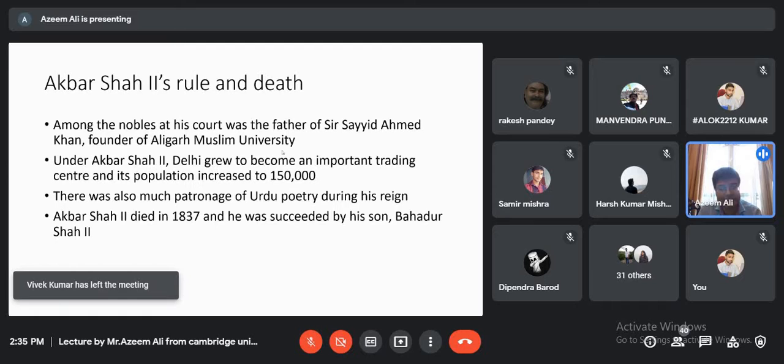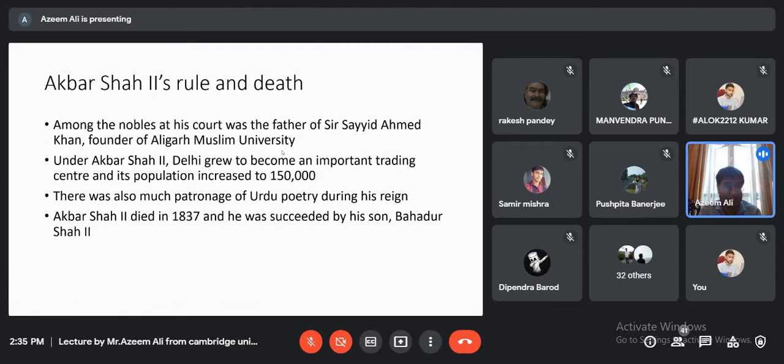And among the nobles at his court, which was centered in Delhi, was the father of Sir Sayyid Ahmad Khan, the founder of Aligarh Muslim University. And under Akbar Shah II, Delhi grew to become an important trading center, and its population increased to 150,000. And there was also much patronage of Urdu poetry during this reign, which would continue under his son. And Akbar Shah II died in 1837 and was succeeded by his son, Bahadur Shah II.